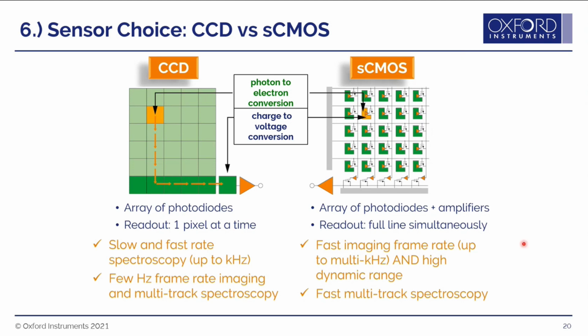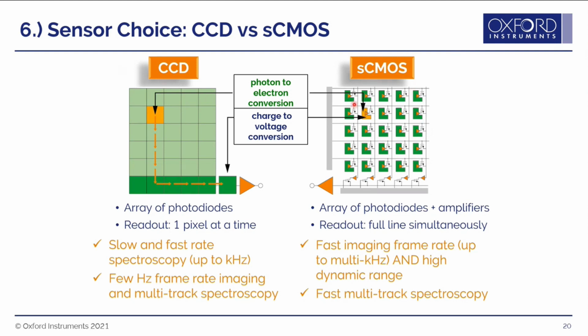Whereas in sCMOS technology, you have this, but miniaturized into each individual pixel. And instead of reading off one pixel at a time, you read off entire rows at a time. So you have this array of photodiodes and amplifiers together, and by being able to read out full lines simultaneously, you get much faster frame rates relative to CCDs. So it's much better when you're taking a whole image as opposed to a small line.